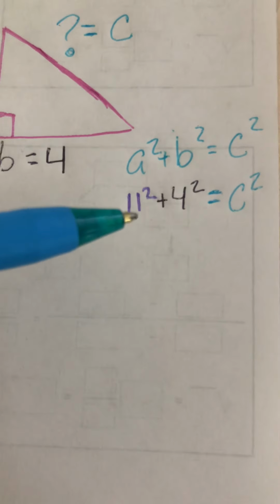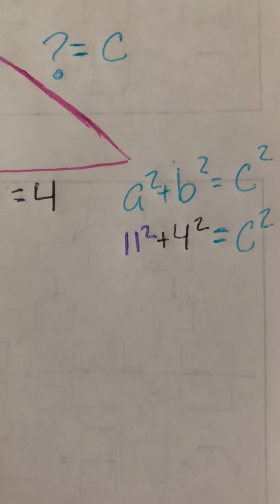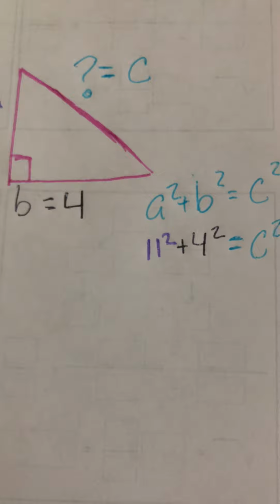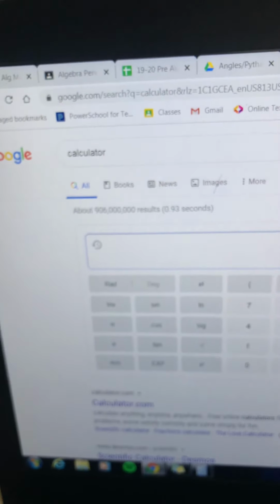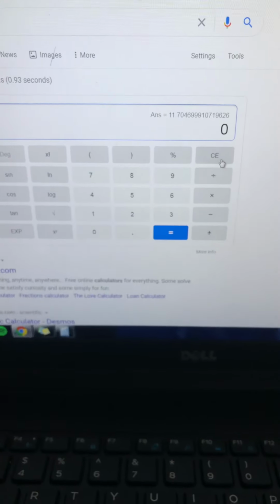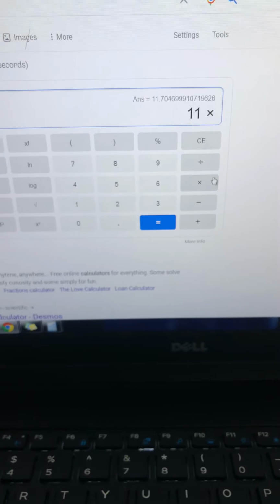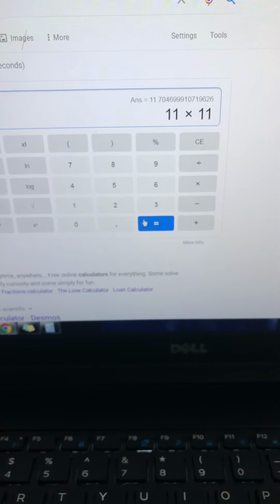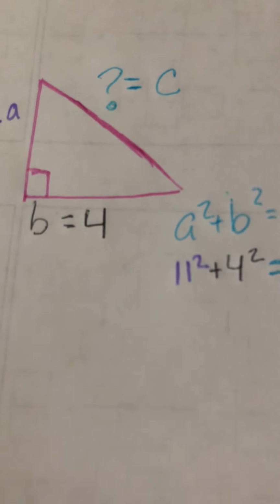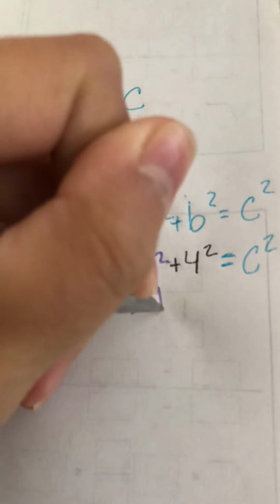My second step is to simplify. 11 squared is the same as 11 times 11. If you don't know off the top of your head what 11 times 11 is, you could use the handy dandy calculator; I literally typed calculator into Google and this popped up. 11 times 11 is 121. So instead of writing 11 squared, we can simplify it to 121.